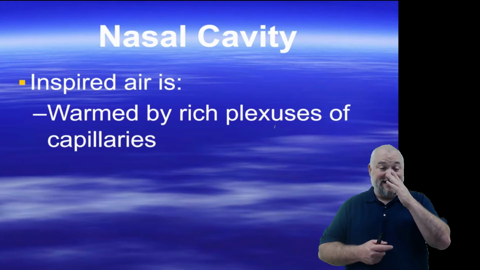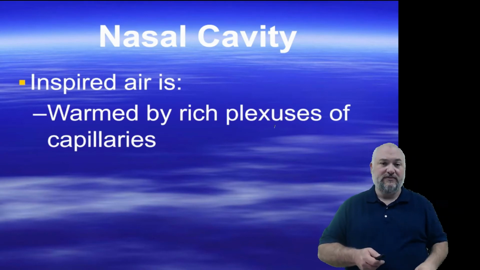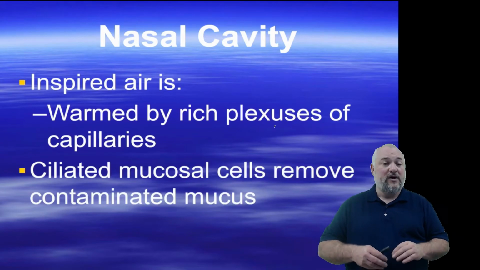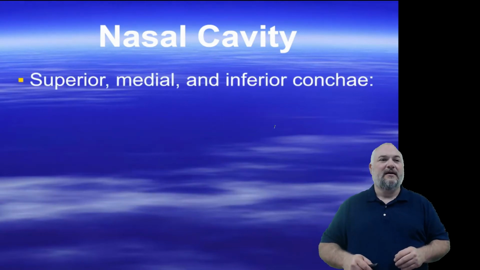This is also why it's pretty easy to get a bloody nose, because there's a lot of blood flow in there, and it's very close to the surface. So even if it gets too dry, it can crack and get into those. We have ciliated mucosal cells, which work to move that contaminated mucus out of the way.